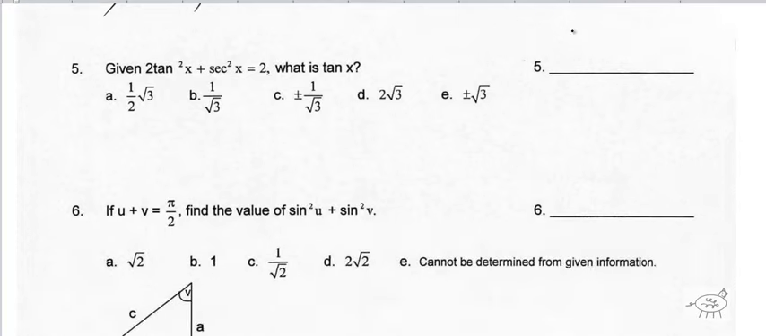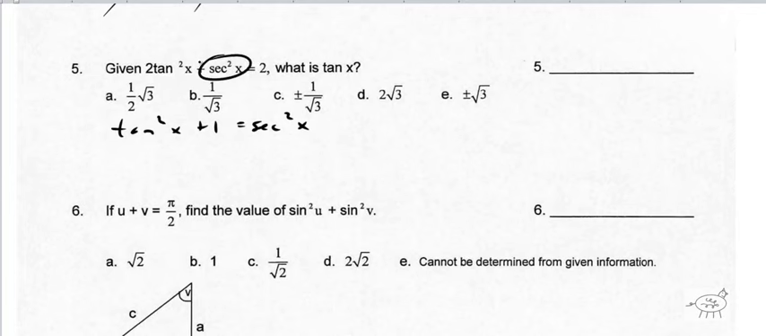Okay. Given 2 tangent squared of x plus secant squared of x equals 2, what is tangent of x? What you need to know for this one, math fans, is one of the identities: tangent squared of x plus 1 equals secant squared of x. So let's substitute that in there for secant squared of x.